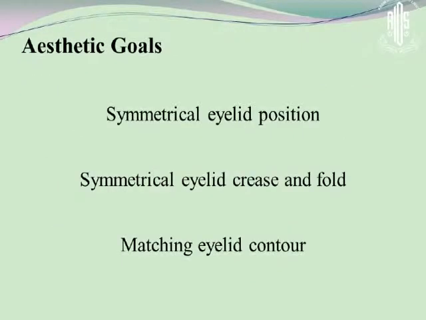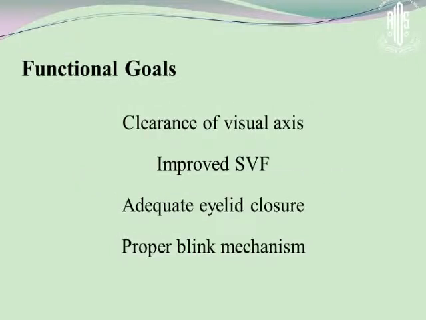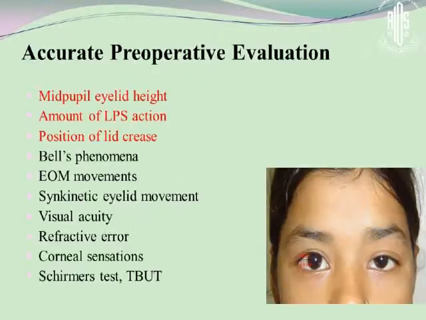So the aesthetic goals are the same as for any ptosis surgery, that is, we want symmetrical eyelid position, eyelid crease, fold and matching eyelid contour. Functional goals are basically we want clearance of visual axis, improved superior visual field, adequate eyelid closure and proper blink mechanism. Accurate preoperative evaluation is very important, especially you should look for the amount of ptosis, amount of LPS action and position of lid crease.